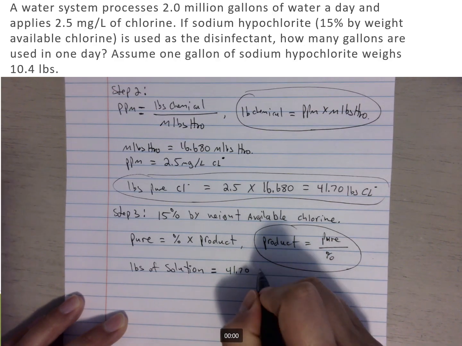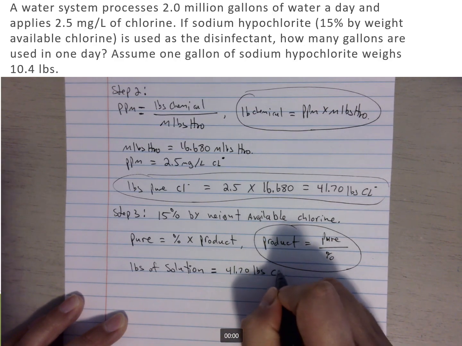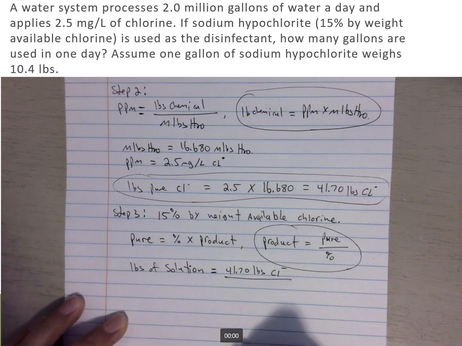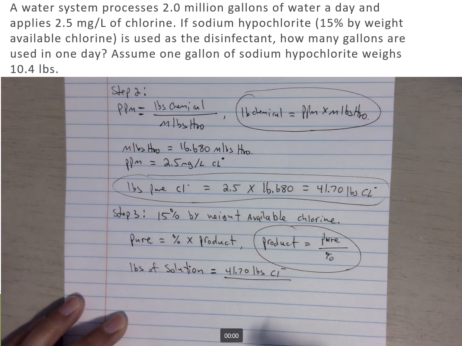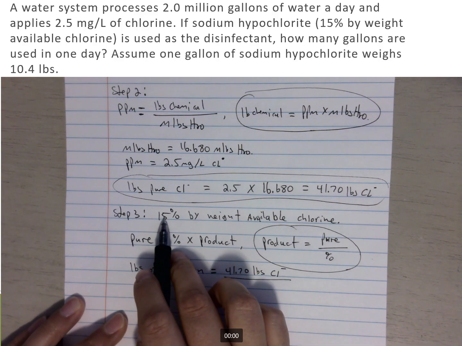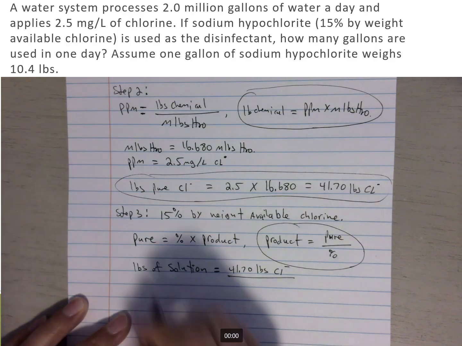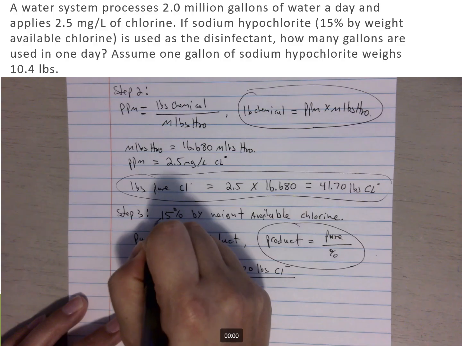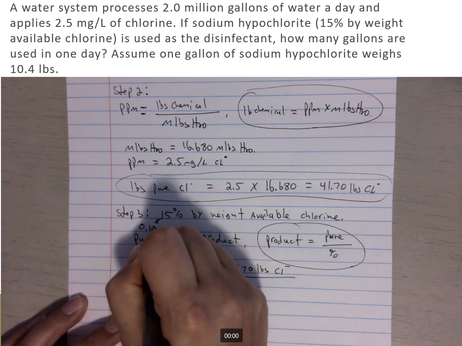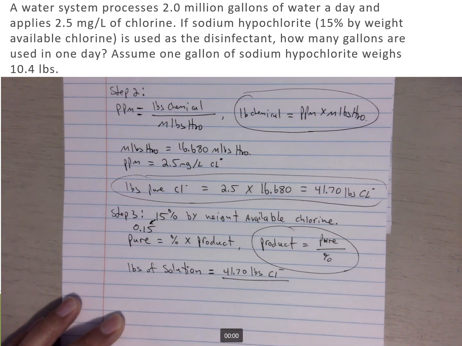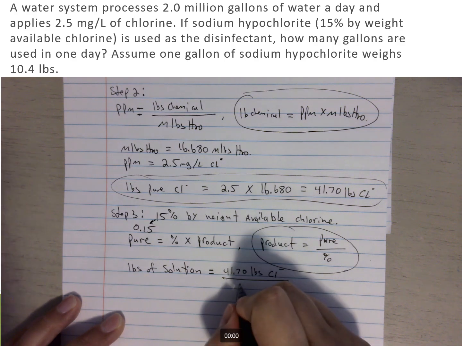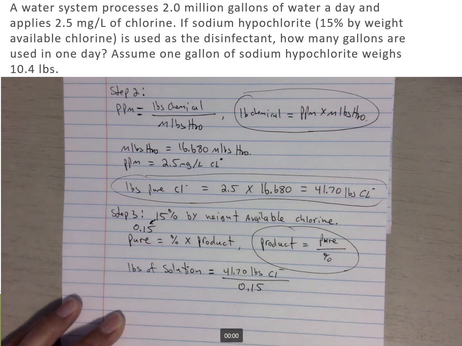41.7 pounds of chlorine. And we divide that by our percentage, 15, right? But 15, again, has to be in the decimal form. If we convert that, 0.15 is the decimal form.